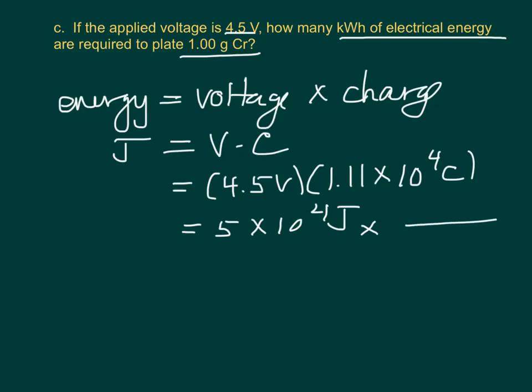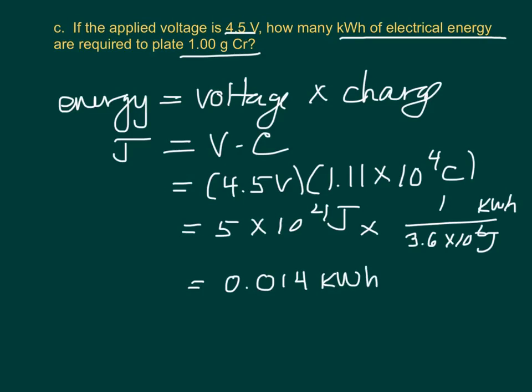And then we can go ahead and change that to kilowatt hours with our conversion. That again, you don't have to memorize. 3.6 times 10 to the sixth. So this comes out to be 0.014 kilowatt hours. So you'll notice that this chapter is really just all stoichiometry and learning a few relationships. That's it.